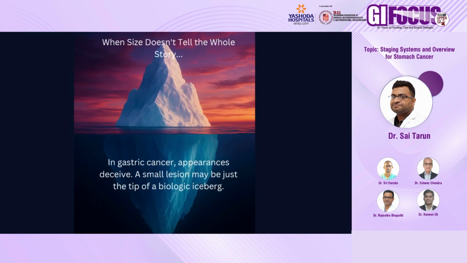So why is staging important? When a patient walks into your OPD, why don't you just go up front and operate on the patient? Because what you see is a very small part. It's like the tip of the biological iceberg. There's a lot of it which is hidden underneath the surface. So staging is very important to realize which stage the patient is in first.